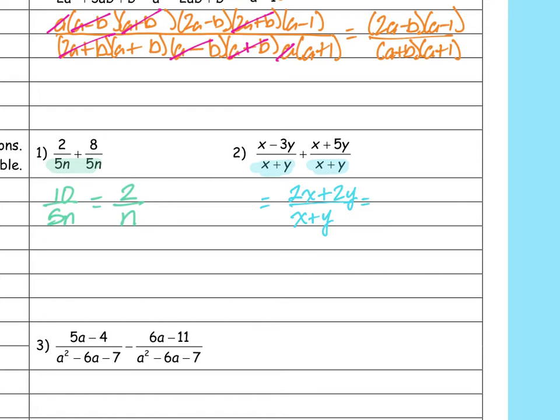And then I can factor the top. I can take a 2 out of the top, and I get x plus y over x plus y. And then those make a 1, so my answer is 2. Questions? Are we okay?